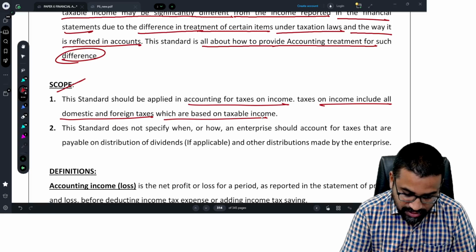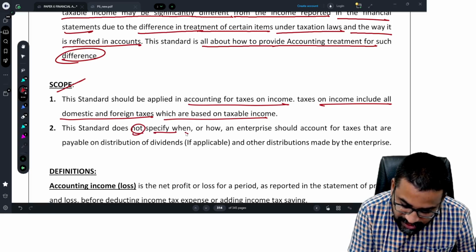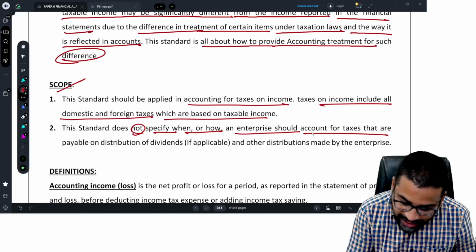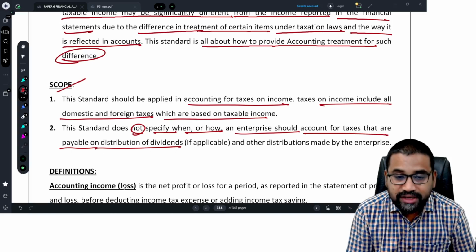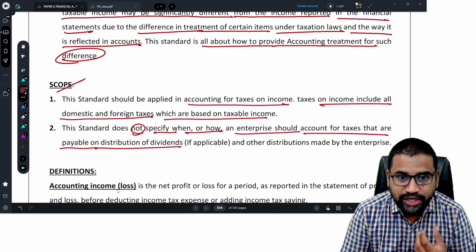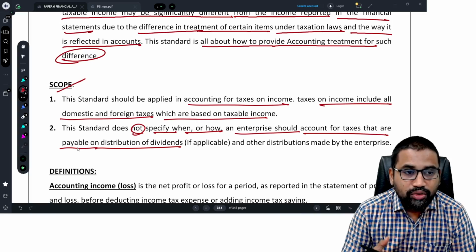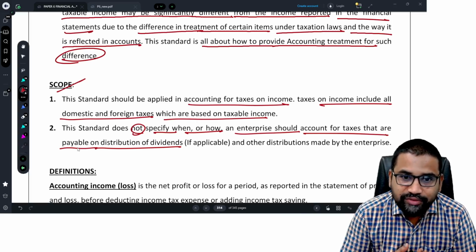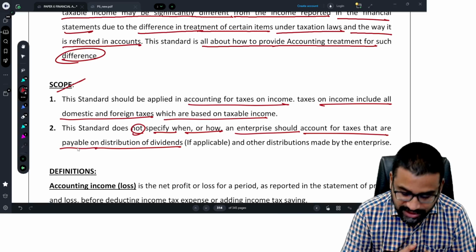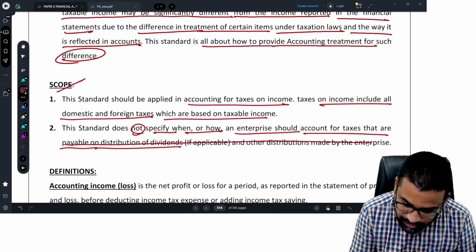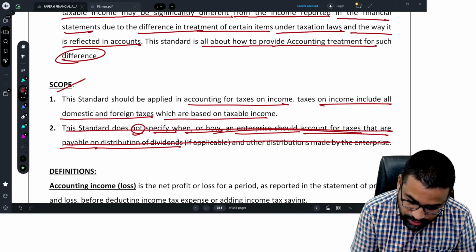22. This standard does not specify when or how an enterprise should account for taxes that are payable on distribution of dividend. That means, see, whenever we are distributing any dividend, we need to pay tax. Of course, this is not relevant now because now companies are not required to pay any dividend distribution tax. The shareholder has to pay the tax. So I think this point has now become irrelevant. So you can ignore this point.